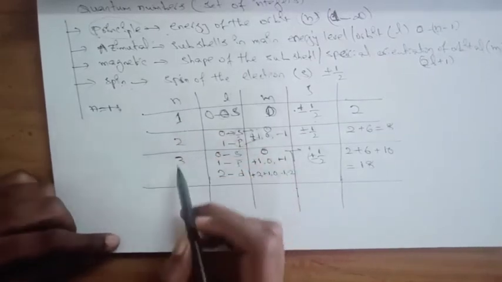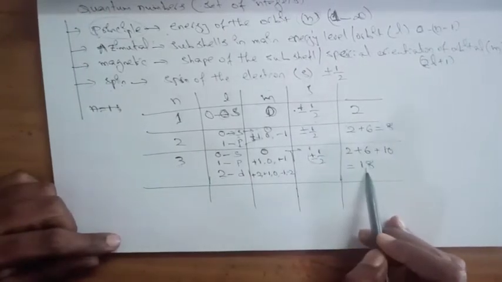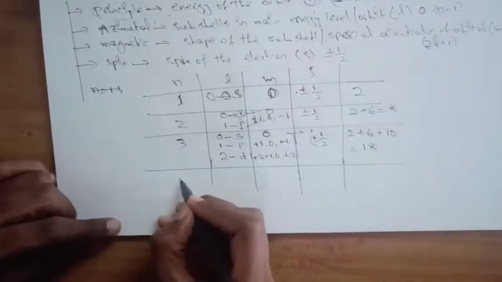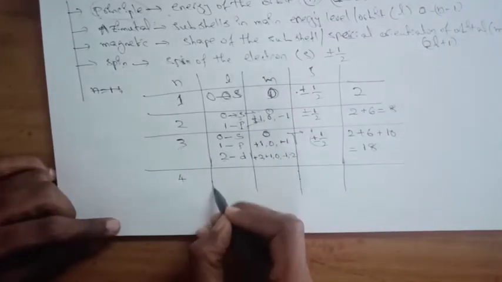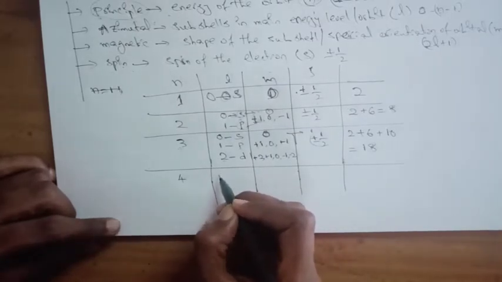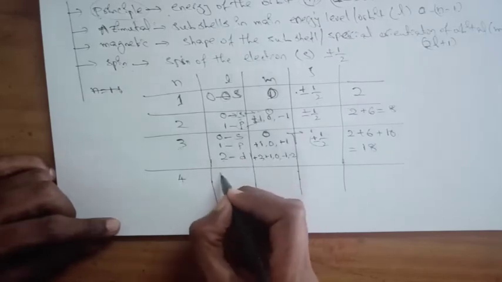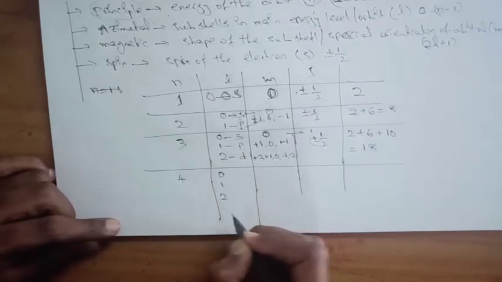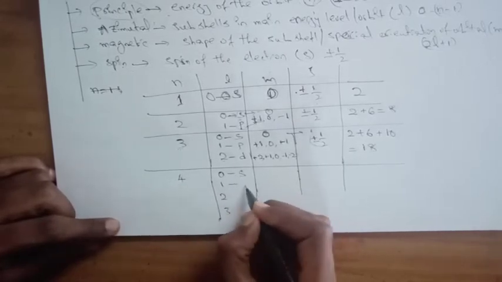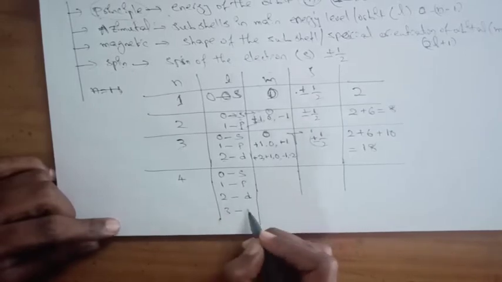That means if the principal quantum number is equal to 3, then the total number of electrons becomes 18. And if we continue further, if the principal quantum number becomes 4, then the azimuthal quantum number becomes n minus 1. That means 0, 1, 2 and 3. 0 indicates s, 1 indicates p, 2 indicates d, and 3 indicates f.